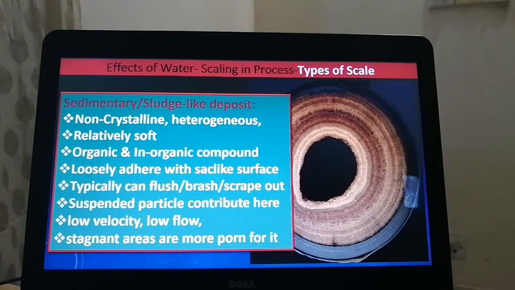Yes, you all understand different types of scale, and within scale there are a lot of kinds I can explain, but as explained there are three types of scale usually found. Number one, true scale. Number two, scale-like deposit. And number three, sedimentary or slush-like deposit. So far, if you have any question, please comment.